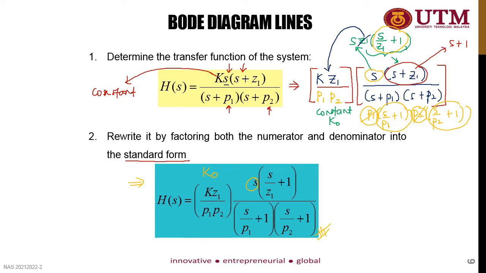From this standard form equation, you will then plot all components. You have the first component, the constant, and then s outside the bracket, s inside the bracket on top, and then s at the bottom and another s at the bottom as another component.